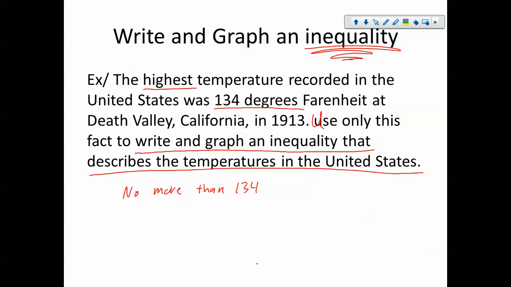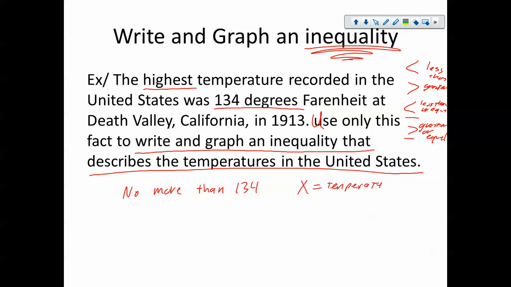We've talked about inequalities a little bit so far this year, but here's a quick refresher. Inequalities are these symbols: less than, greater than, less than or equal to, and then finally greater than or equal to. So we need to use one of these symbols to represent no more than 134, where 134 is the biggest a number can be. And we can use the variable x to represent the temperature.